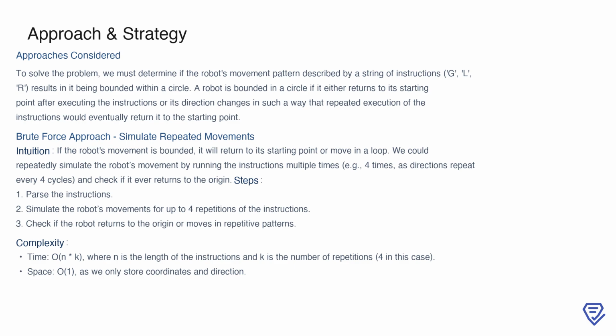The computational complexity of this approach is n*k, where n is the length of the instructions and k is the number of repetitions, which in this case is a constant value of 4. Additionally, the space complexity is O(1), as we only track the robot's position and direction throughout the simulation.